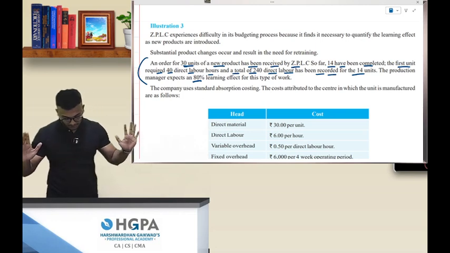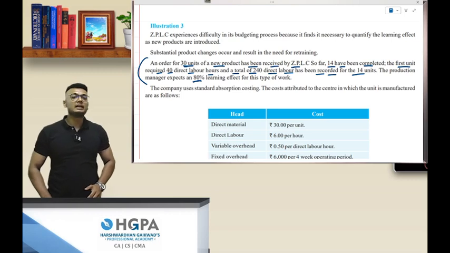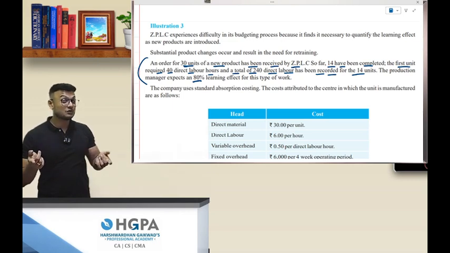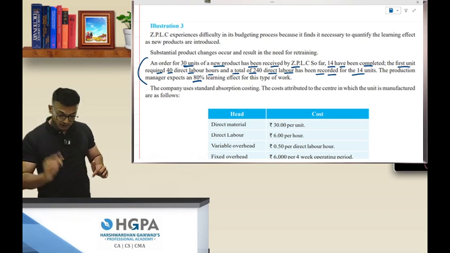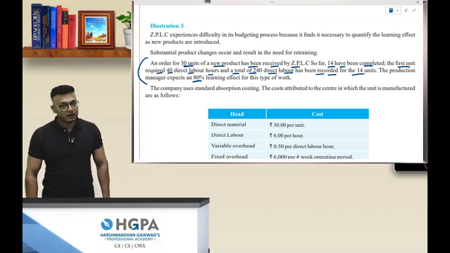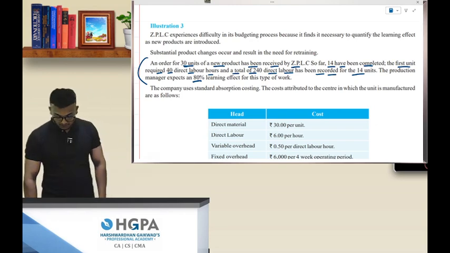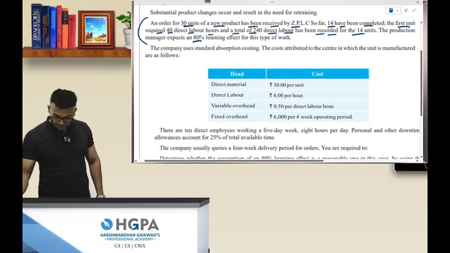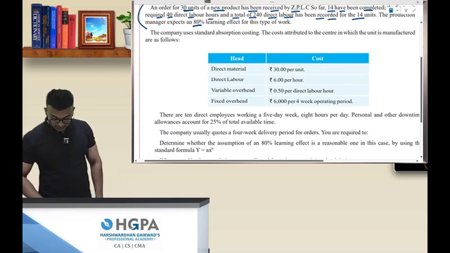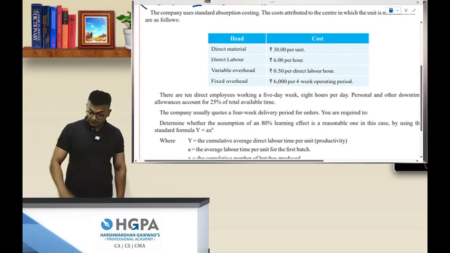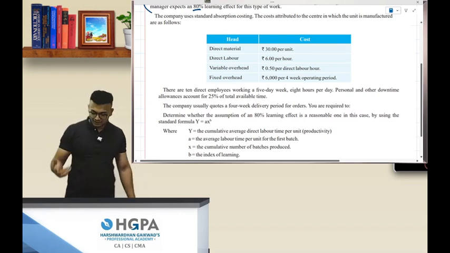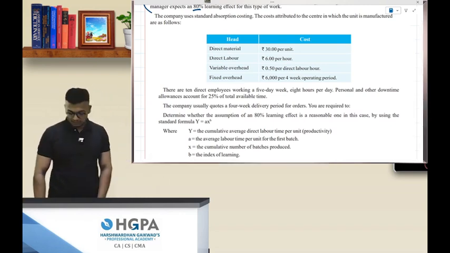Okay, sir. Out of that, these people have completed 14. No problem. The first unit, which is important to us if you're using the formula which we'll use in this, required 40 direct labor hours. A total of 240 direct labor hours were recorded for 14 units. Learning curve is 80%. They have given you the cost: material, labor, variable overhead, fixed overhead. They have also given that they are working as 10 direct employees, 5 days a week, 8 hours a day. Personal and other downtime, breaks, recess time, lunch time, and all that, 25% is going, so you have to reduce it from the main labor hours. Okay, we'll do it afterwards.